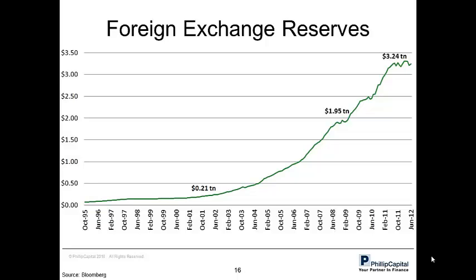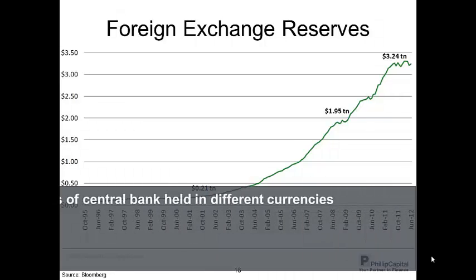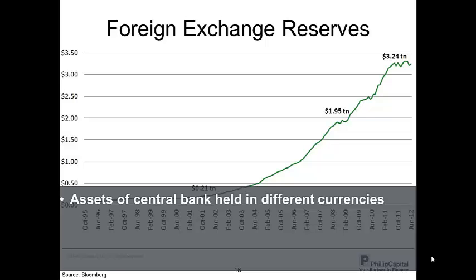Looking at the foreign exchange reserve chart. Foreign exchange reserves are assets of the central bank held in different reserve currencies, mostly the US dollar, and to a lesser extent, the euro, the sterling, the yen, and gold. Foreign exchange reserve is an important indicator of the ability to repay debts. It's also a critical consideration if the country wants to adopt easy fiscal policy.